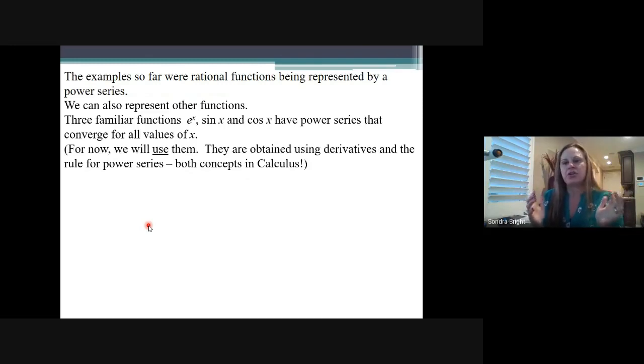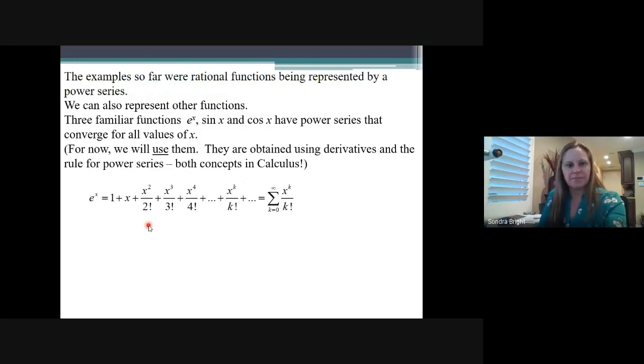Remember how I said to you, your calculator, even graphing calculators, all they know how to do is add, subtract, multiply, and divide. So they take e to the x and it has the power series programmed into the calculator, and this is what it figures out. So here we go. E to the x.